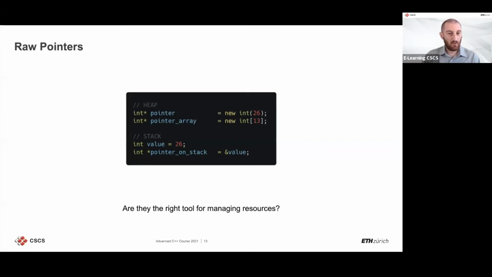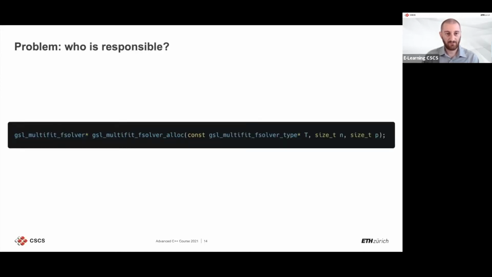And if you look just at the left part where we declare the pointer, just the name that we used gives a hint about what we allocate, what we do on the right. But the type is always the same. So let's see what the problems are with managing resources with pointers.